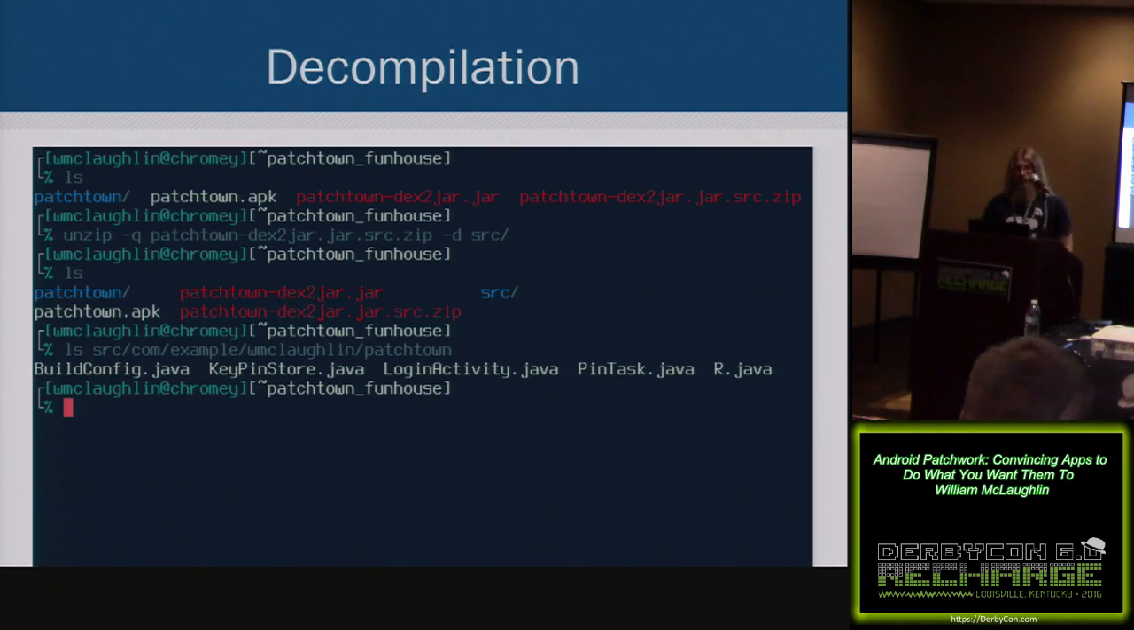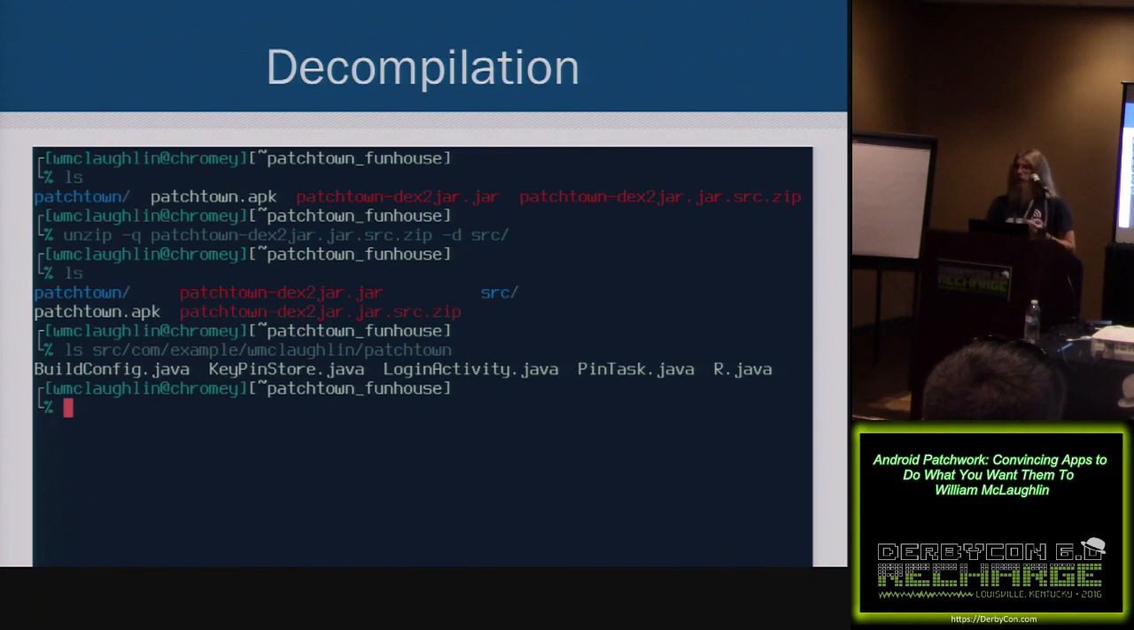The ones we care about are going to be in a directory structure named similarly to the name of our package. In our case, the package is com.example.wmclaughlin, that's me, .patchtown, that's the name of the application. So we list that directory, and we get 5 Java files holding the approximated source code.